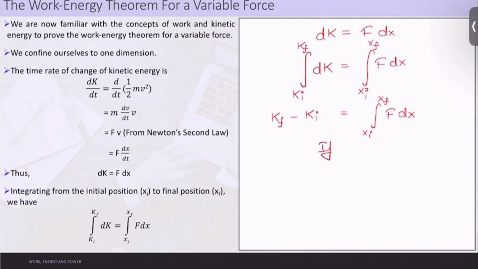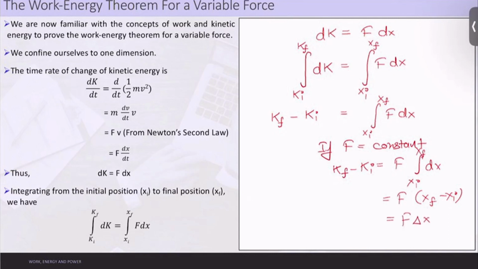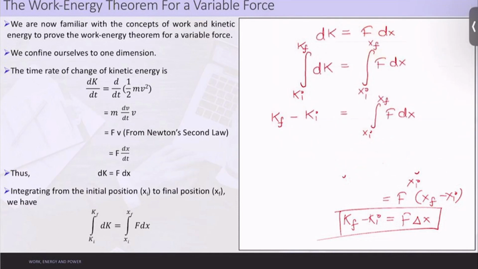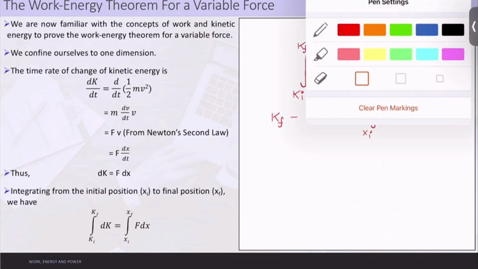If F is a constant, then this F can come out, and Kf minus Ki would be equal to F times the integration from xi to xf of dx, which is equal to F times (xf minus xi), which is the same as F delta x, the same as the previous scenario which we understood for the kinetic energy theorem. But this time this is not the case. We are understanding this complete concept when F is not a constant. Okay, so let us move forward here.